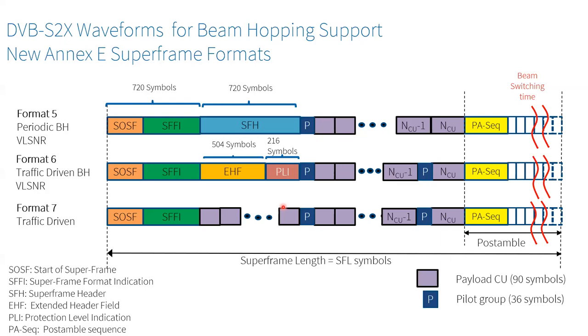Format 7 is the simplest of them all. It doesn't have an SFH, a superframe header. It doesn't support fragmentation, and it doesn't support VLSNR. On the other hand, it has more capacity and it's much simpler to implement. After all, we saved on three acronyms, and three acronyms mean quite a lot when we design a system, don't they?